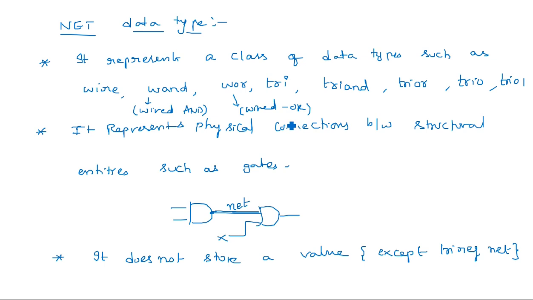Wide-OR. And a triand is nothing but a net connected to the output of multiple primitive models, the hardware implementation of the wired-AND. So it is a physical net that can be tri-stated. Tri means three states are there. What are the three states? Logic high state, logic low state, and high impedance state.